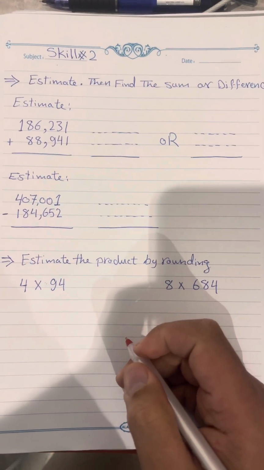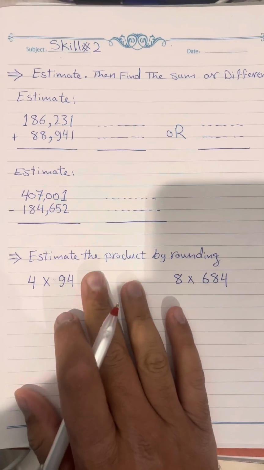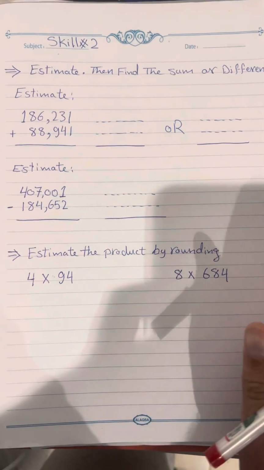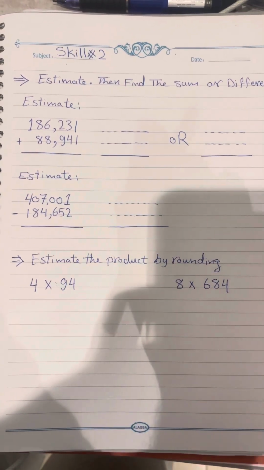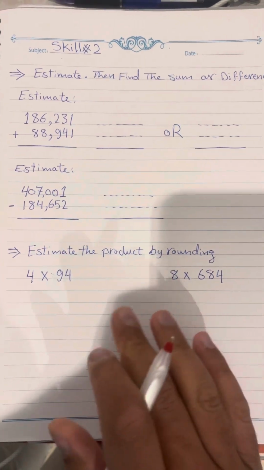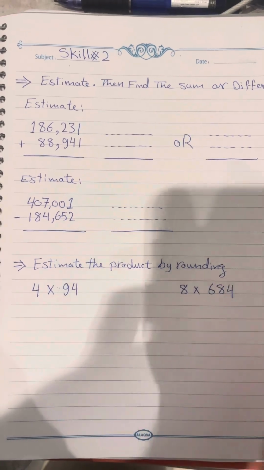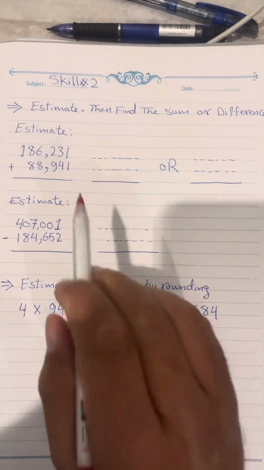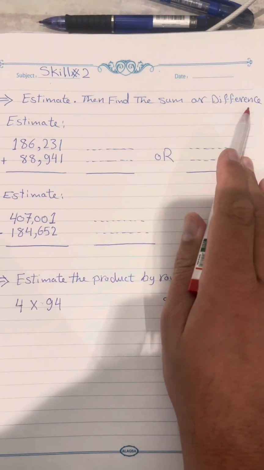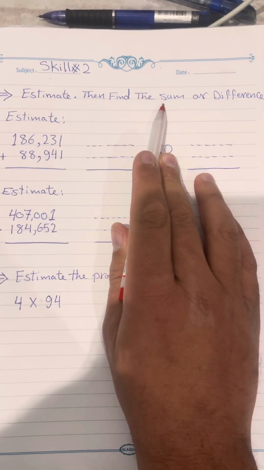Okay, so for estimation, rounding, actually in adding or multiplication, it is possible that the answer may vary. But I'd like to be specific and give the right answers, so that you do not get involved in any tricks or mistakes or anything else. Okay, so here's a question. Estimate, then find the sum or difference. So you have to estimate first, and then you have to find the sum or difference.